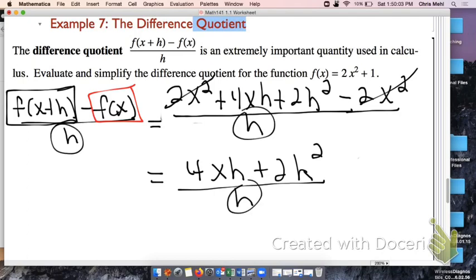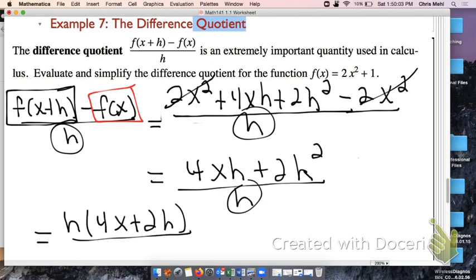And after all the expanding and simplifying and canceling, at this step you should be able to factor an h out of the numerator. So notice both terms in the numerator have an h. There's an h in the first term and an h squared in the second term. You're going to factor that out. Now since you have multiplication left over, the h on top and the bottom will cancel.